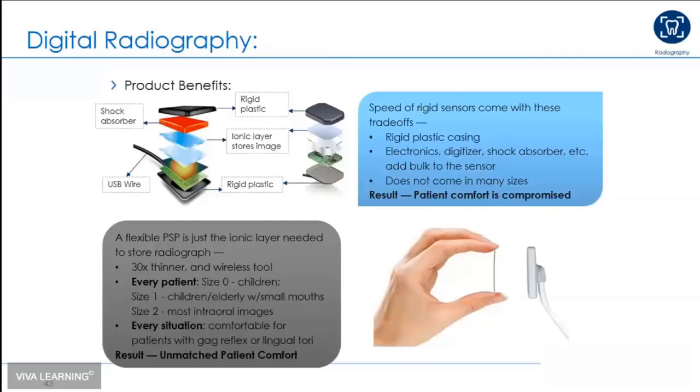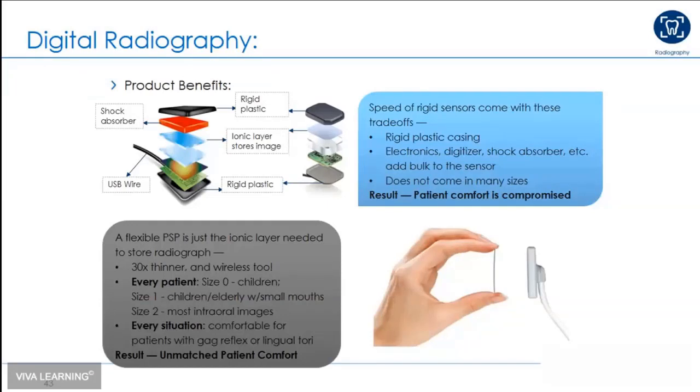So just to go over a couple of things that I think are important to understand. There's a certain reason why there's a thickness to those hard rigid sensors. They have a rigid plastic casing and built-in electronics that add bulk. They are much thicker because of all the mechanics that have to be placed in them. Whereas a phosphor plate is flexible. It's just that ionic layer that's needed to store the radiograph.